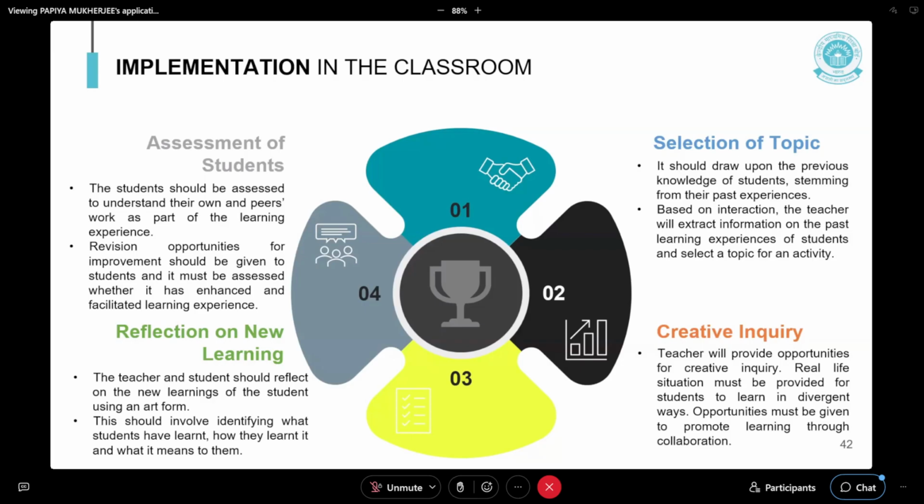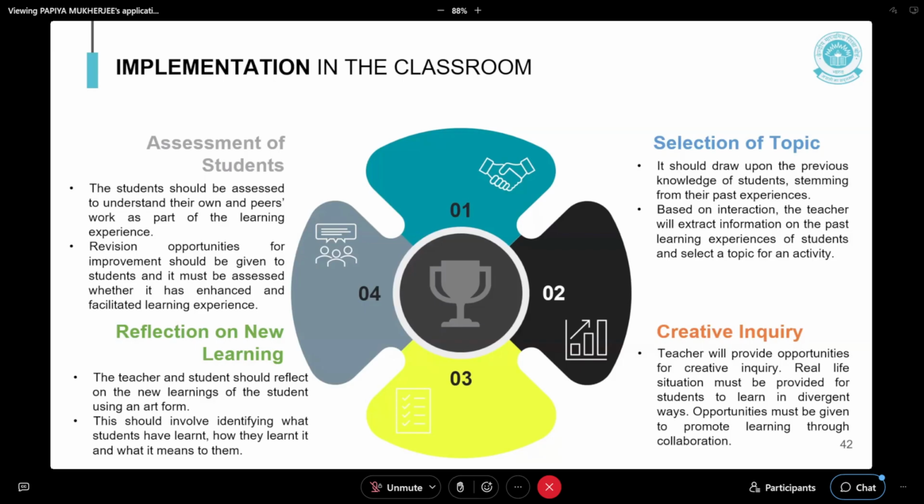Teachers need to provide opportunities for creative inquiries. Real life situations must be provided so that the learners can go for divergent thinking. Opportunities should be given to promote collaboration. Creativity must be provided.